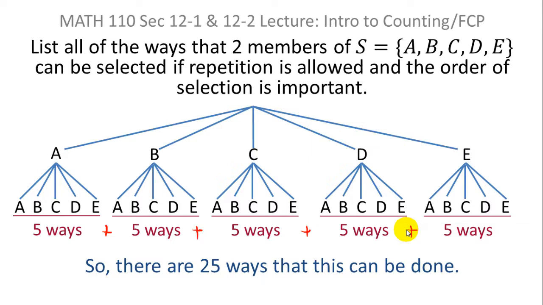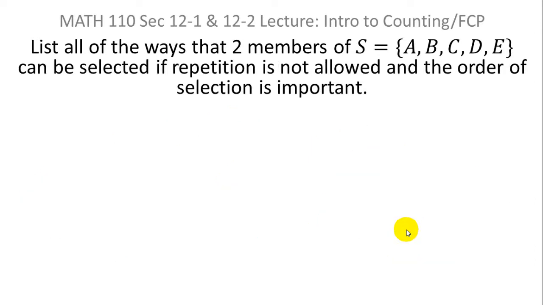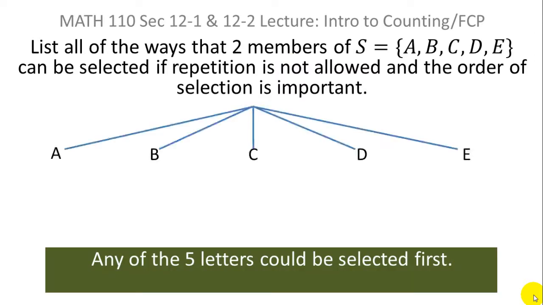Just to emphasize how important these cues are, I want to do a similar problem with a slightly different phrasing. This time, I want to list all the ways that 2 members of the set containing the elements A, B, C, D, and E can be chosen if repetition is not allowed. So this time we're not allowing repetition. The order of selection is still important, but we don't allow repetition this time. Well, what's the effect of that? In the beginning, nothing. You can start off with any of the 5 letters.